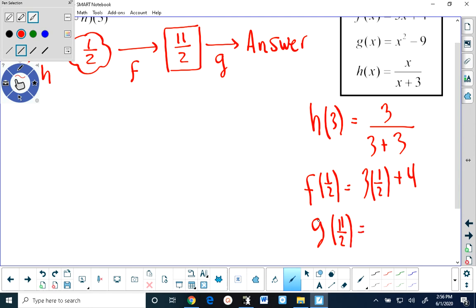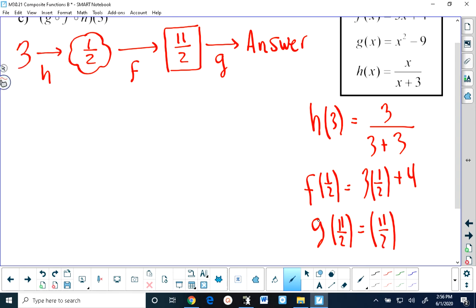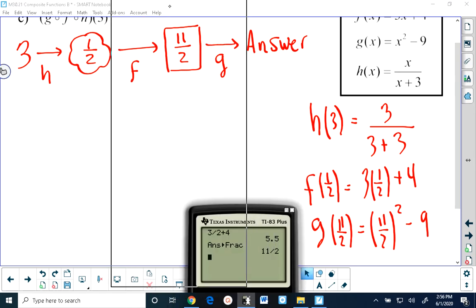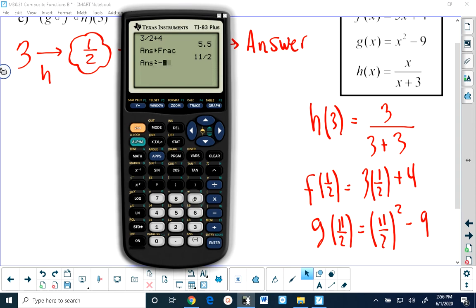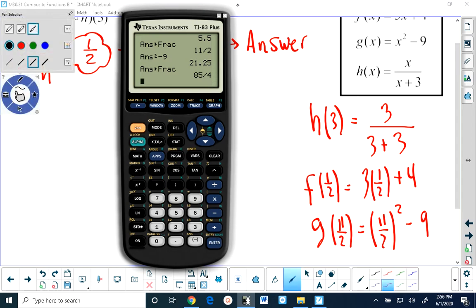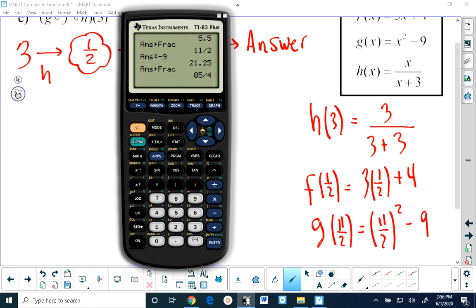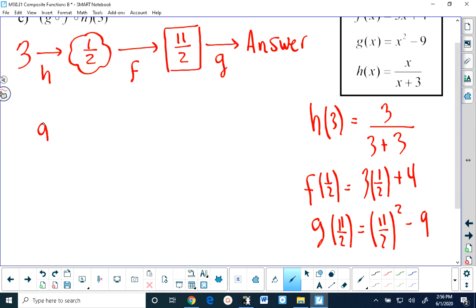G is an input squared, so we have to take 11/2 and square it, and then we're going to subtract 9. And we get 85/4. That's our answer. What comes out of this whole process is g of f of h of 3 gives us 85/4.